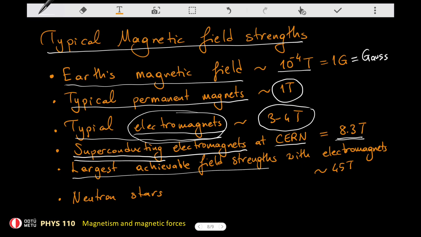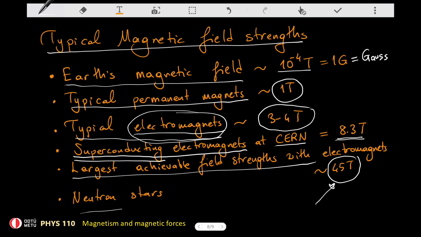The largest achievable field strengths with electromagnets. That's possible, but of course, it just needs a lot of engineering work. They can produce 45 Tesla. This is basically for continuous magnetic fields. With pulsed magnetic fields, they can reach higher magnetic fields. But usually, of course, on Earth, we cannot pass this kind of figure, right?